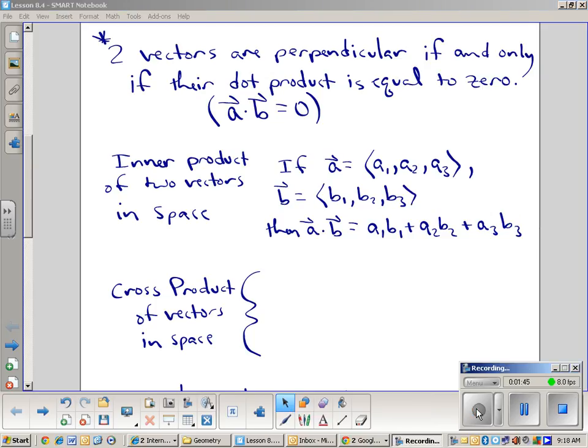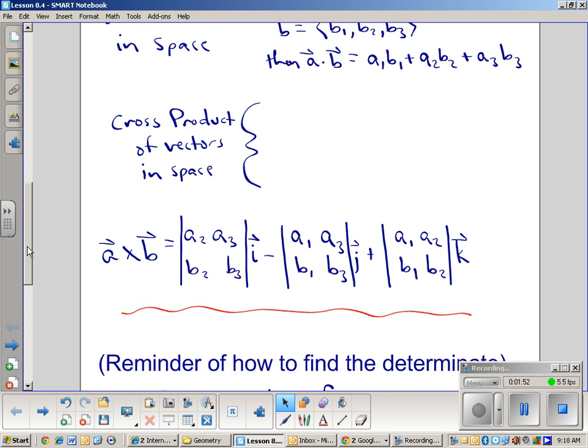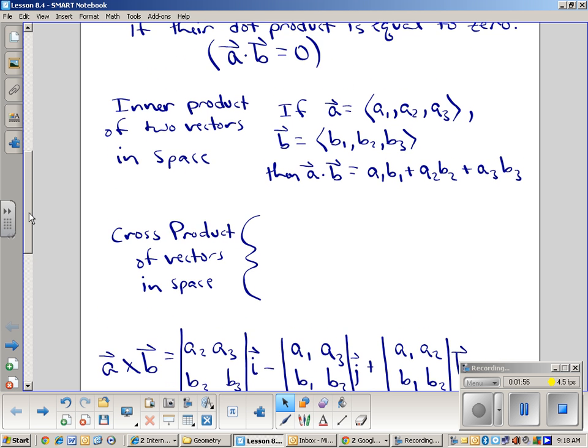Cross products of vectors are in space only, and I just didn't have room next to it to write this out.